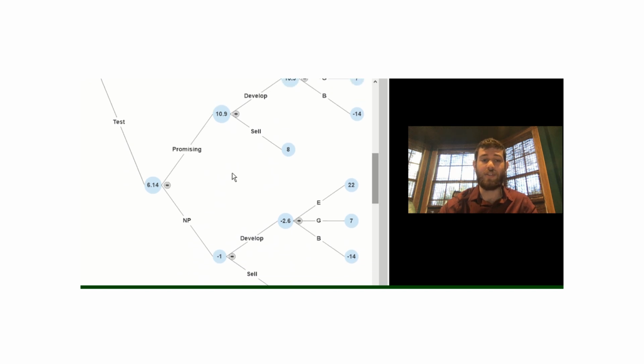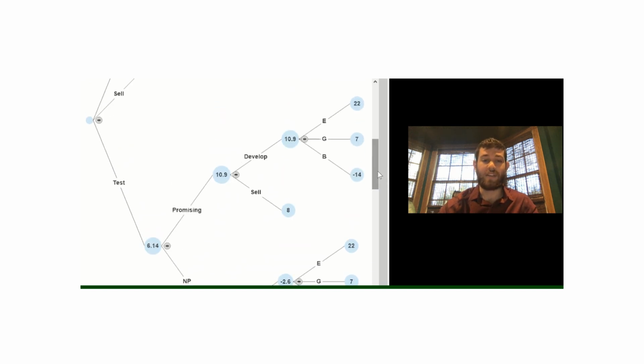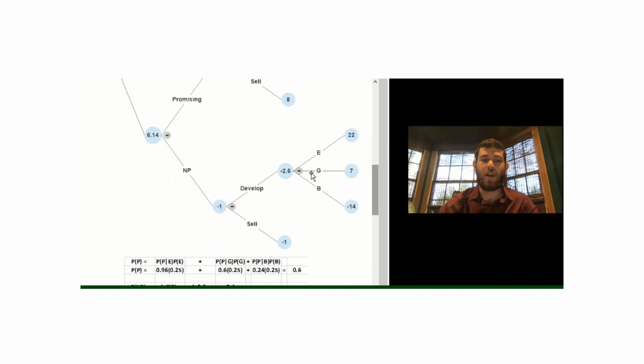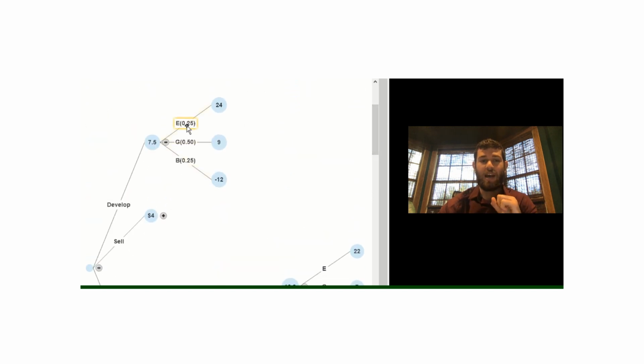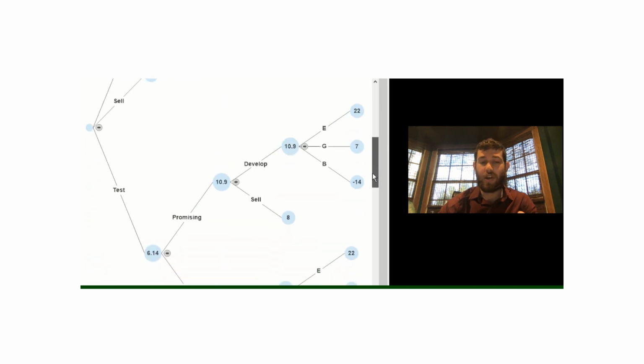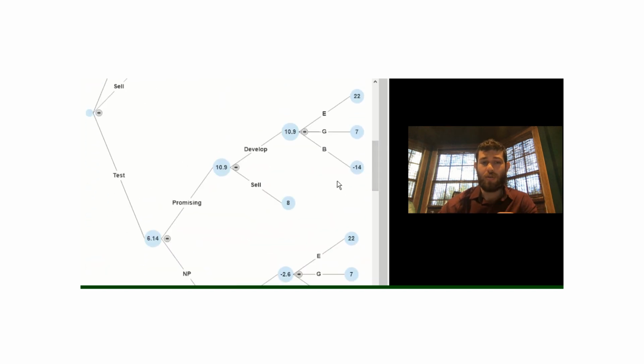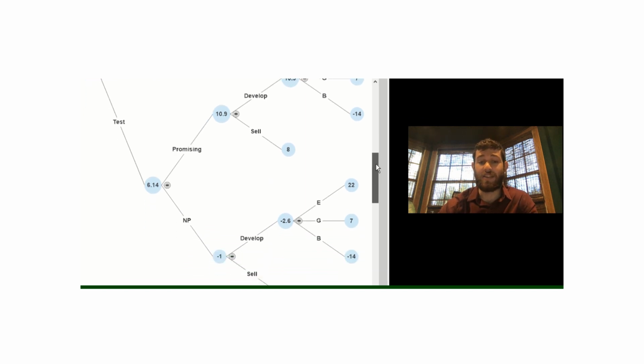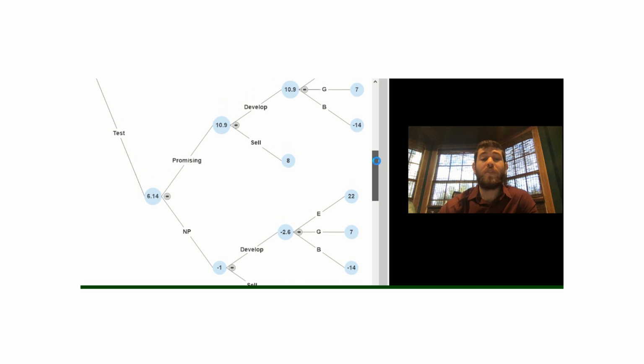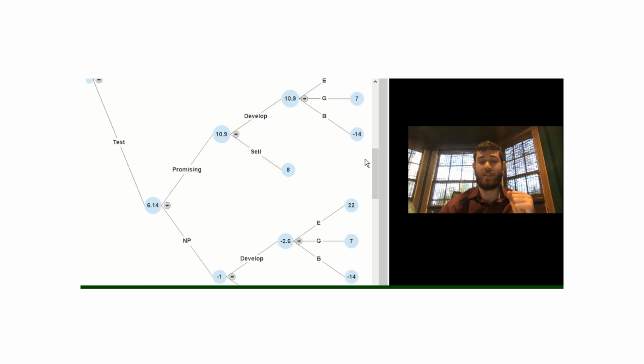The test has two options, promising, not promising. After the test, if we have promising, we could sell it and now make 8 million. Or we can develop it. If it's not promising, we could sell it and lose $1 million, or we could develop it. The problem is, we know these probabilities at the top, the probabilities of excellent, good and bad being 25%, 50%, and 25%. But these numbers here, even though I've already put them here, we don't know the probability of getting excellent if we have a promising test. We don't know the probability of getting good or bad with a promising test. We don't know the probability of getting excellent, good, or bad with a not promising test. We don't even know the probabilities of getting a promising or non-promising test.